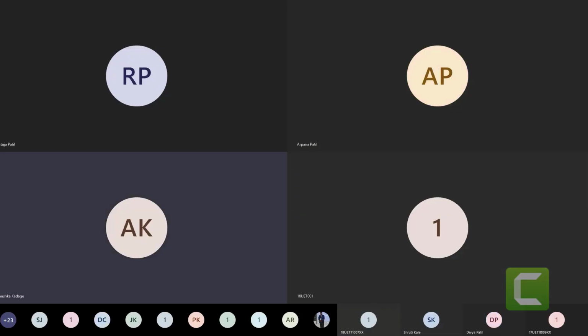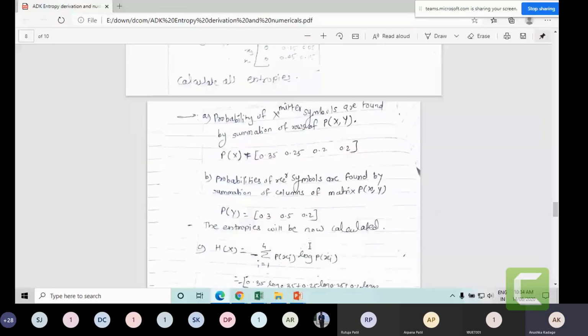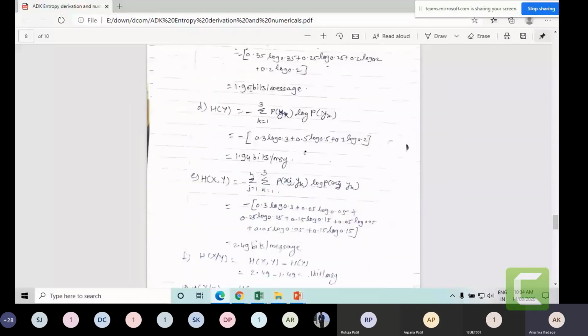The column-wise all-element addition gives P of y1, P of y2 and P of y3. Then the H(X) value you have obtained, check it. H(X) should be 1.96 bits per message. Have you got this value? H(Y) is 1.94 bits per message.